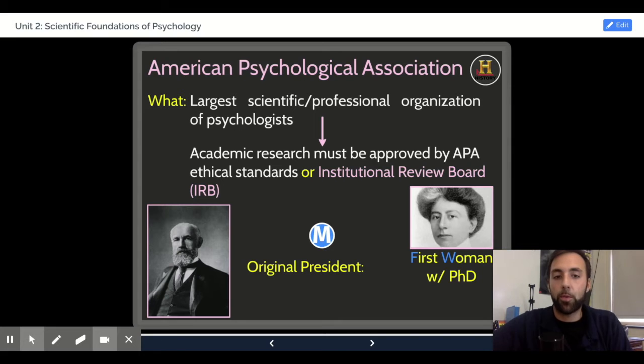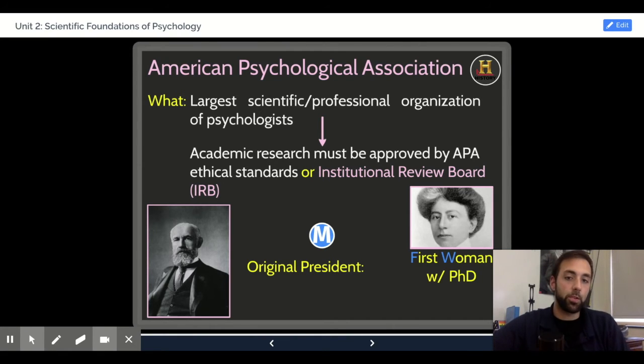The APA is important for a few different reasons. One is that typically the APA can lead the field in certain directions, or publish work, spotlight significant findings, spotlight certain psychologists. Additionally, the APA is constantly working to revamp ethical standards. We'll be talking a little bit about ethical standards in just a moment.